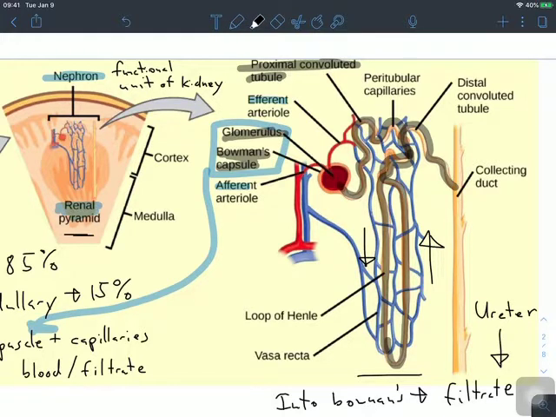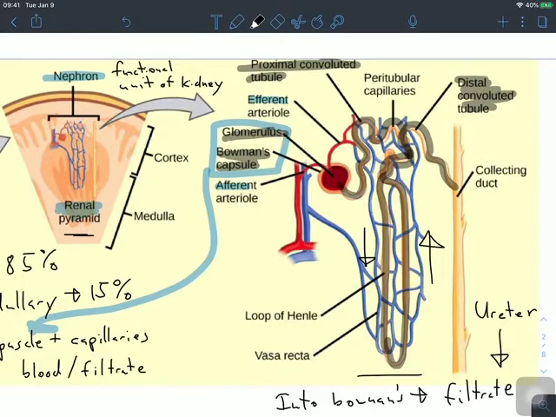Now, each of these convoluted tubes are named such because they twist and turn a lot to maximize the surface area for cells to bring filtrate back in. So there's a reason that they are convoluted. And then proximal means close, distal means far. And so this is in relation to the glomerulus.